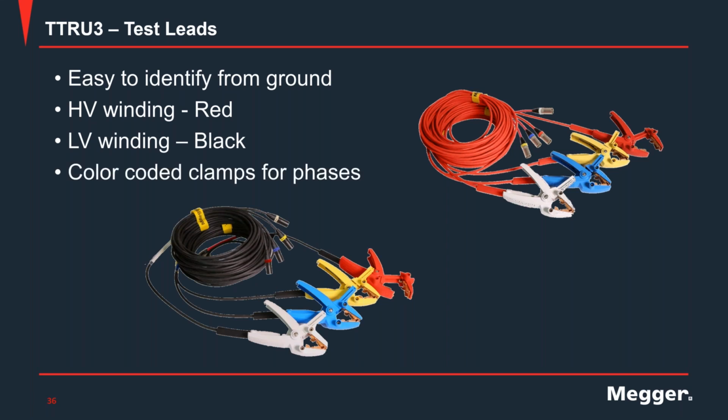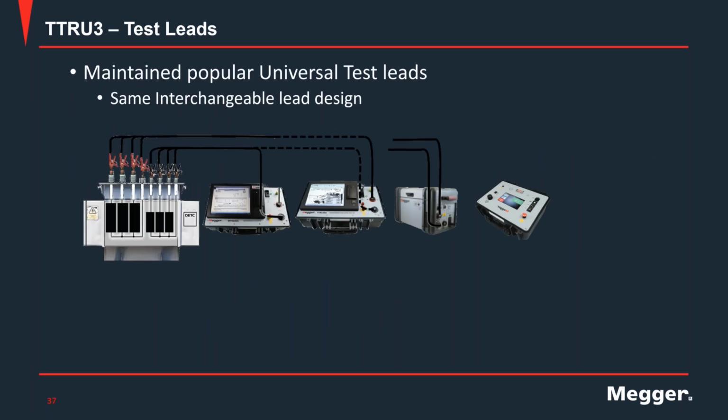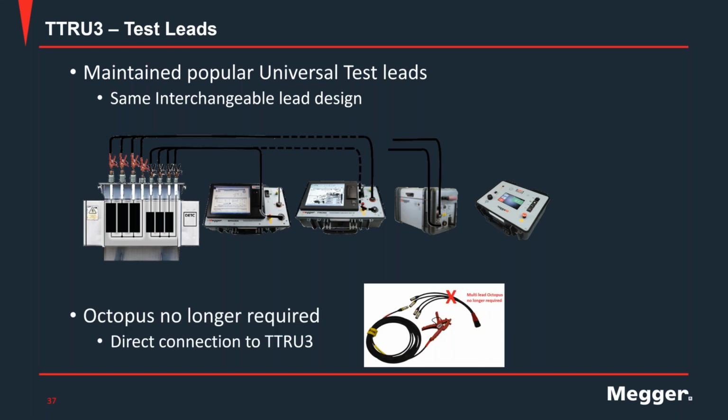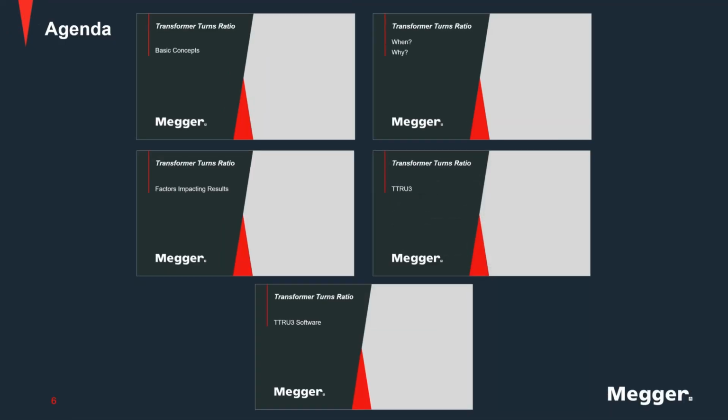And we also added color-coded clamps for the phases, so it's even easier to connect and reduces the chance of making mistakes in the field. And even better news is that these leads are backwards compatible with our other TTR instruments, right? The old TTR three-phase series, the combined unit for winding resistance and TTR, the MWA, the MTO units, to perform winding resistance. For those older generation units, you need what we call the MEGGER octopus, to give these units a single connector. So backwards compatible with older generation units. So that's on the hardware side.